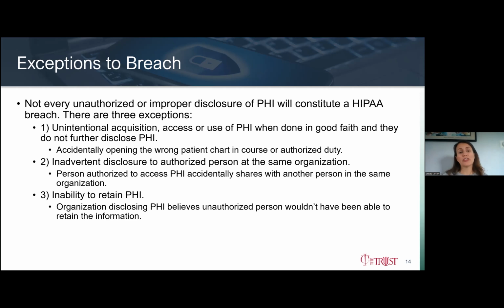And then a third exception is the inability to retain the PHI. So it applies if the covered entity or business associate has a good faith belief that the unauthorized person to whom the impermissible disclosure was made would not have been able to retain the information. An example of this would be the provider mails a summary of care to the wrong person. It's returned by the post office unopened, written across the front, wrong address, return to sender. You can tell that the envelope hasn't been opened. It's likely that the addressee didn't see the information, so the exception applies.